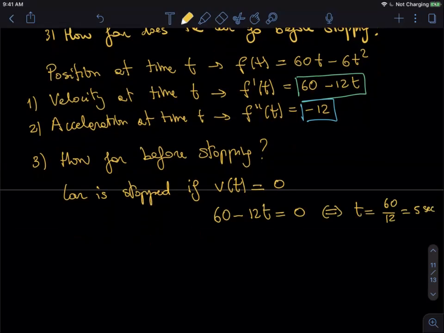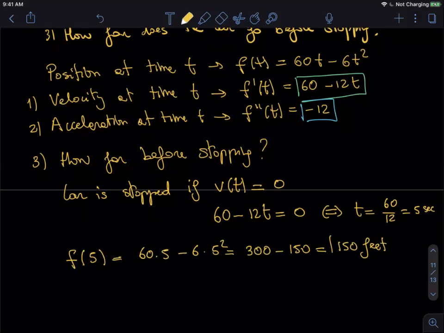So it's not asking when is the car going to stop, it's asking how far before stopping. So we need to plug this in the formula for the position. So f of 5 is 60 times 5 minus 6 times 5 squared. And this is 300 minus 150. So that's 150 feet. This is how far the car will go before stopping.